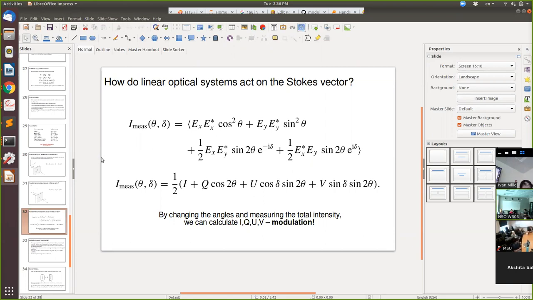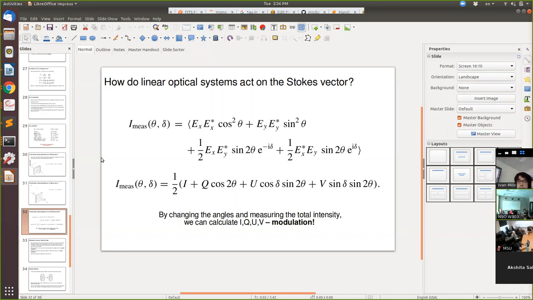Once we know I and Q, we can, for example, measure I plus U and I plus V, and since we know I, we get U and V directly from these two equations, right? Does that make sense? It's relatively simple, because if I set theta to pi quarter, this goes to zero, sine 2 theta goes to 1, here and here, and then I just have delta, which is in one case 0, so I get 1 next to U and 0 next to V, and then I set it to pi half, so I get 0 next to U and 1 next to V.